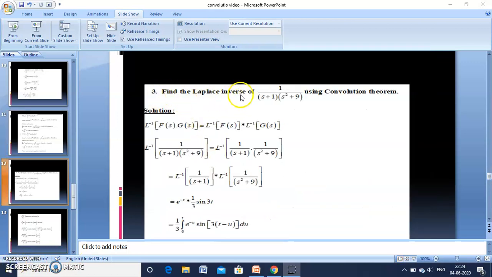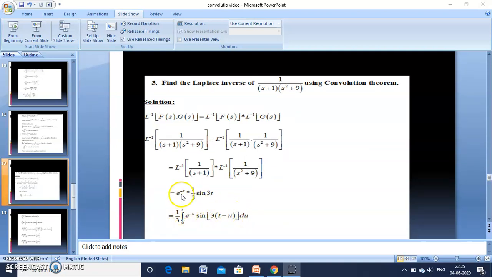Third problem: find the Laplace inverse of 1 by s plus 1 into s square plus 9 using the convolution theorem. Now, L inverse of f of s into g of s can be written as a product of two functions. So this function we can also write as a product, 1 by s plus 1 into 1 by s square plus 9. And this 9 can be written as 3 square. So L inverse of 1 by s plus 1 is e power minus t. Here we have to apply the sine formula, multiply and divide by 3. So 1 by 3 outside, and 3 by s square plus 3 square is sin 3t.